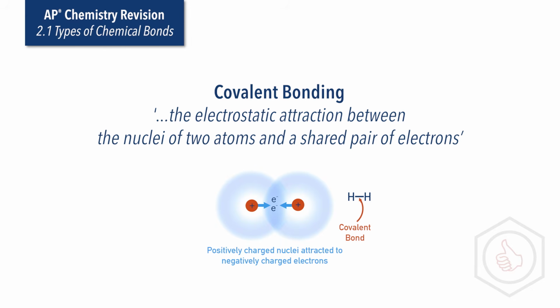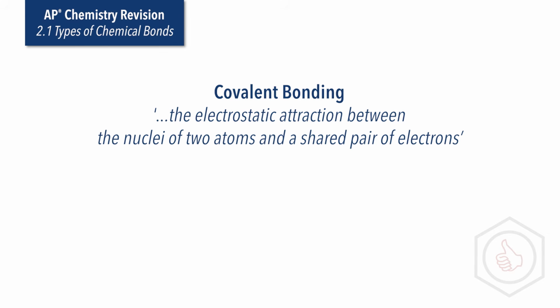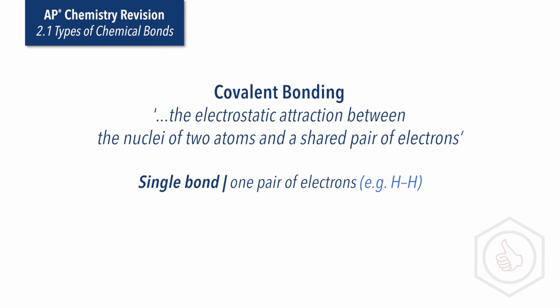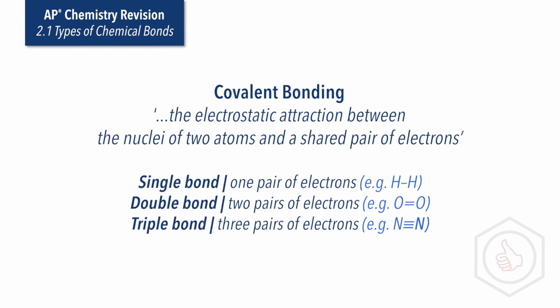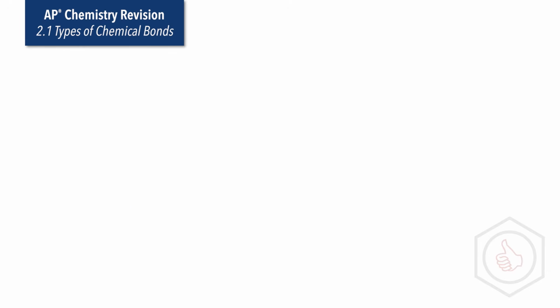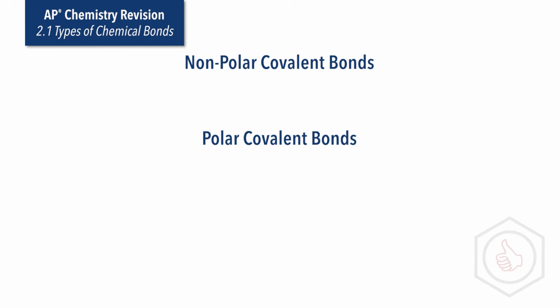Sometimes two atoms will share more than one pair of electrons, forming double and triple bonds. Single bonds contain one shared pair of electrons. Double bonds contain two shared pairs of electrons, and triple bonds contain three pairs of shared electrons. The more electron pairs there are shared between the atoms, the stronger the bond. Covalent bonds can be either nonpolar or polar.